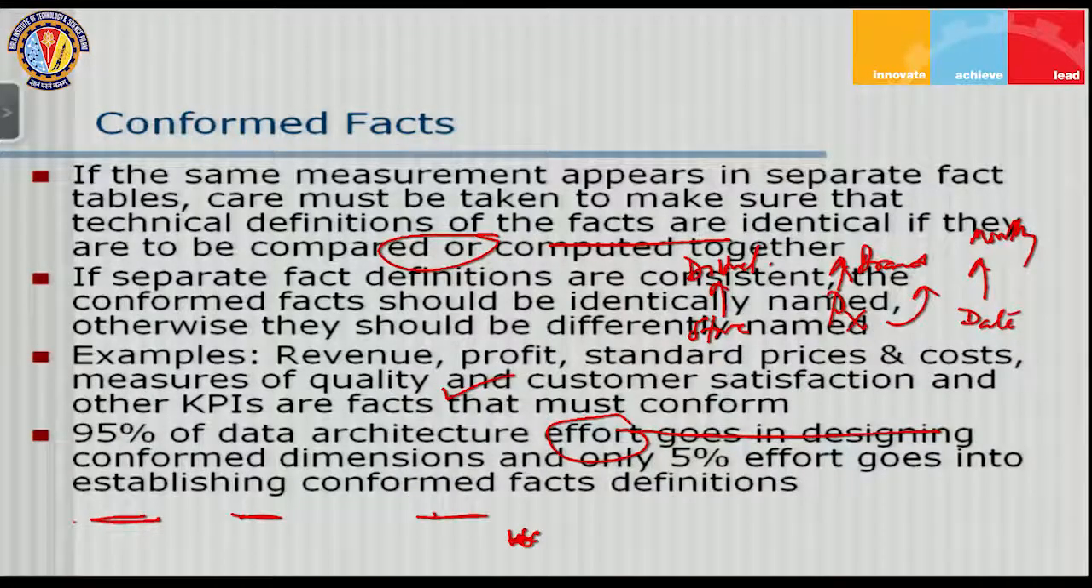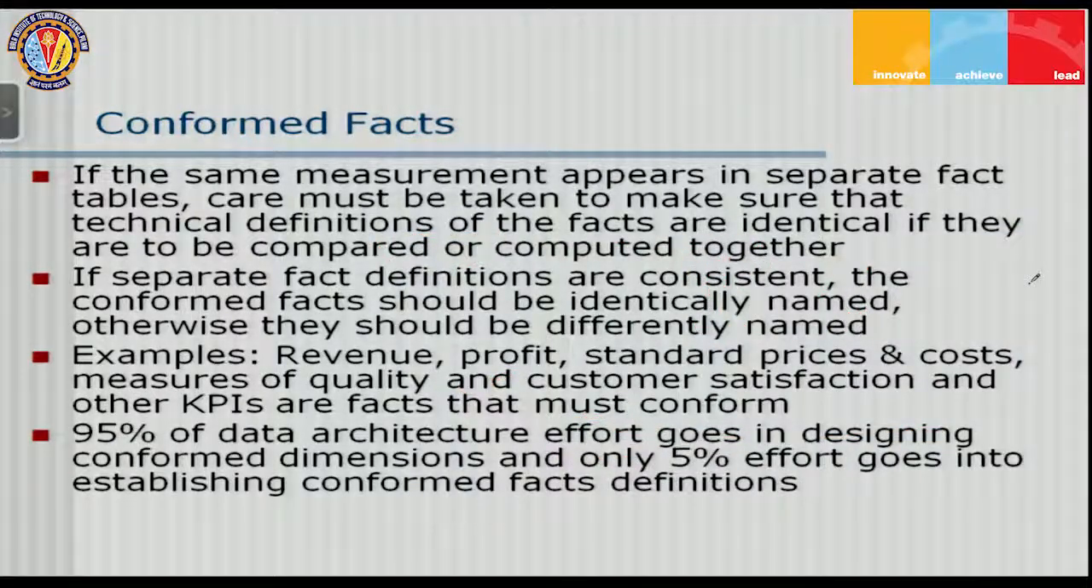So let me clear this. Now let me turn our attention to facts, right? If the same measure appears in separate fact tables, care must be taken to make sure that the technical definitions of the facts are identical if they are to be compared or computed together, right? And if separate fact definitions are consistent, conformed facts should be identically named. Otherwise they should be named differently, right?